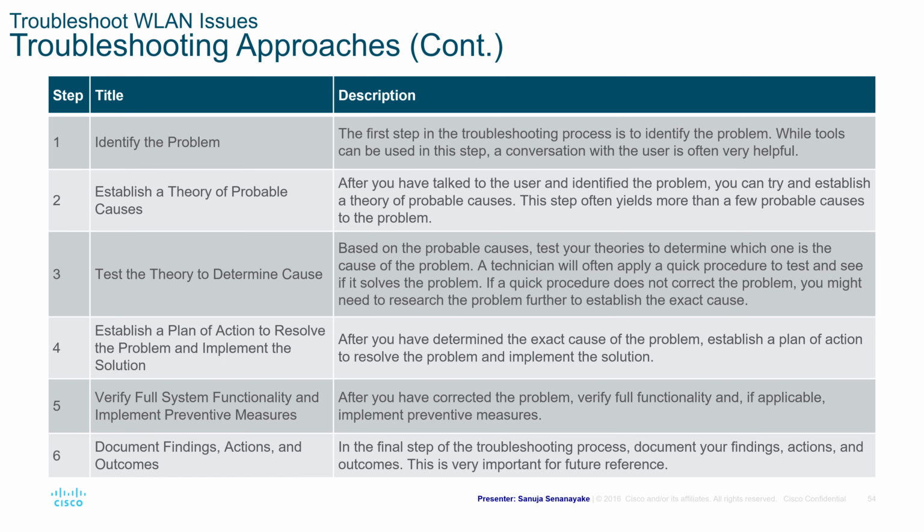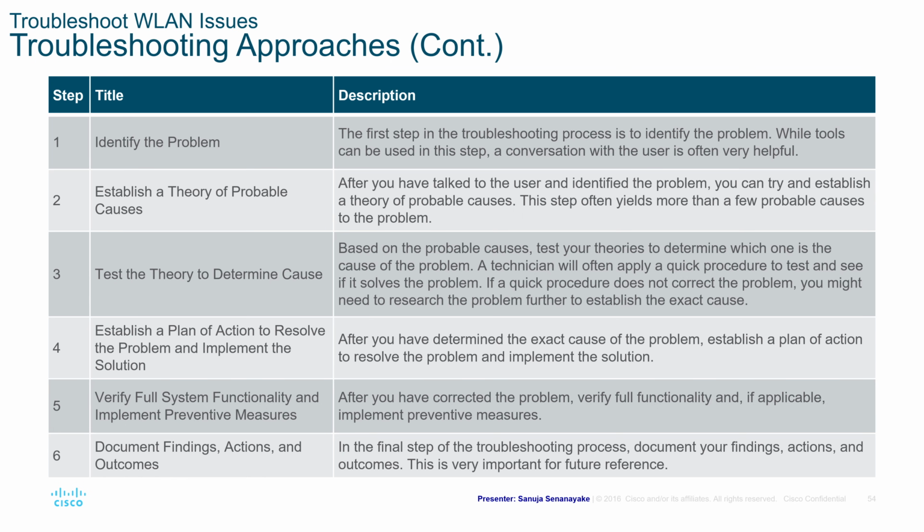So the next one we're going to do is to test the theory to determine the cause. Based on the probable causes from the previous steps, you can test your theories to determine which one is the cause of the problem. A technician will often apply a quick procedure to test and see if it solves the problem. If a quick procedure does not correct the problem, you might need to research the problem further to establish the exact cause.